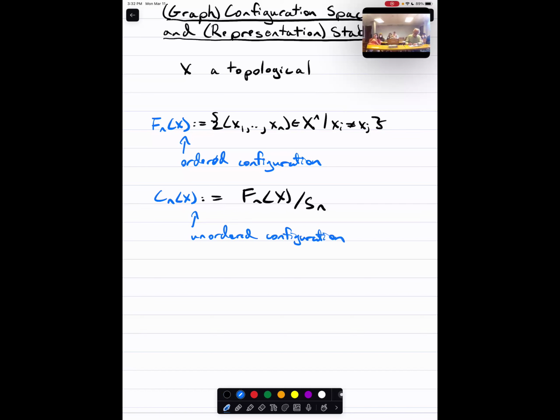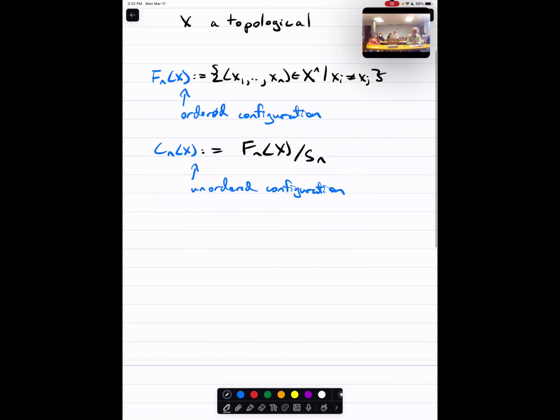And today we're especially concerned with graphs. Just a quick recall, a graph is a one-dimensional cell complex, and we'll use Gamma to denote our graphs, where we're going to call the one-cells edges and the zero-cells vertices.